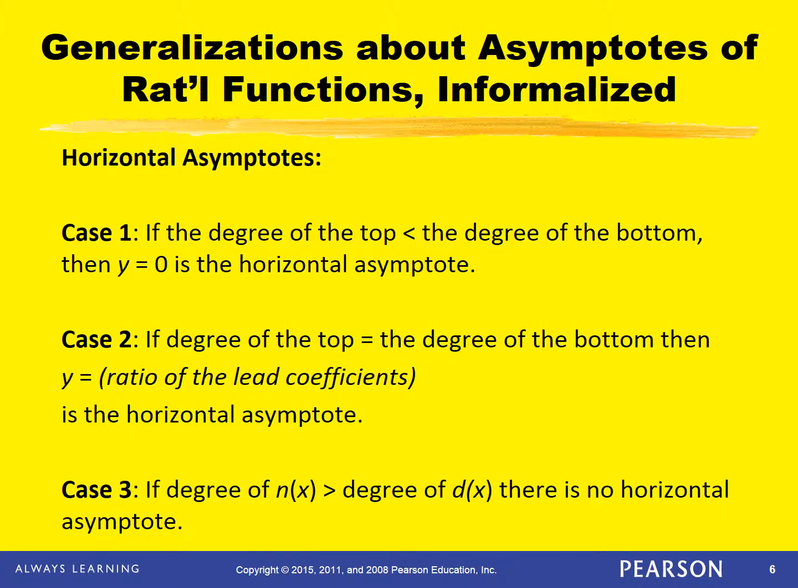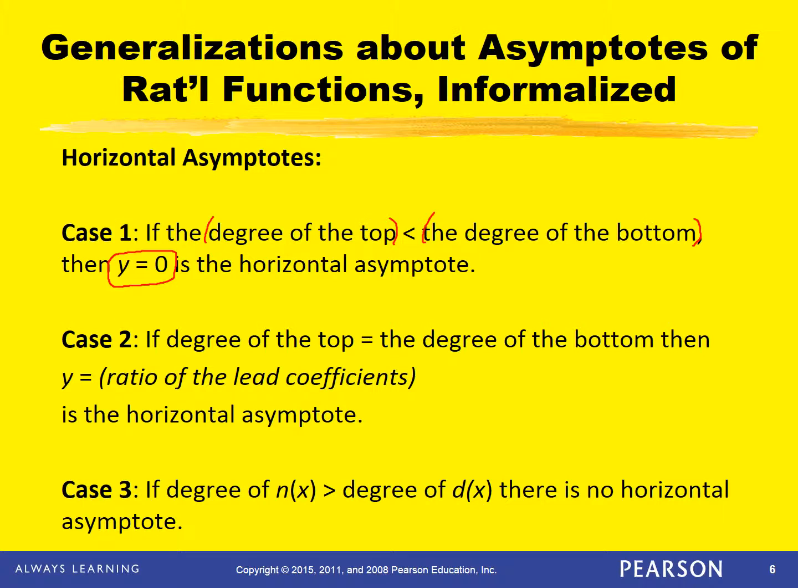Generalizations about asymptotes of rational functions, formalized. Same thing as what we were just saying. Degree of the top less than the degree of the bottom, it's y equals 0. That's the answer. So if you're asked, find the equation of the horizontal asymptote, with the degree of the top less than the degree of the bottom, the answer is the line y equals 0, which is the equation of the horizontal asymptote.